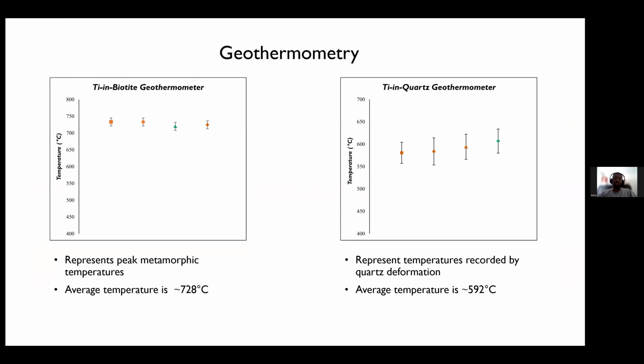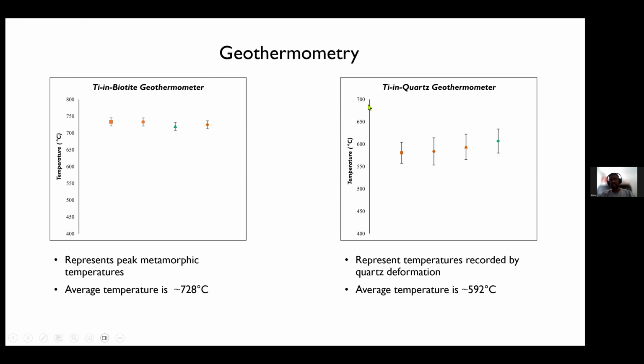Then we did some geothermometry work. On the left here, we have titanium in biotite. And on the right here, we have some titanium in quartz data. So the main takeaway from these two is that they gave us two different temperature ranges. The titanium in biotite gives us a higher temperature of roughly 728 degrees C. And we think this represents peak metamorphic conditions at the Goliath Gold Deposit. Whereas the titanium in quartz gives us a lower temperature, average is about 592. And we think this represents the temperatures of deformation at the Goliath Gold Deposit.